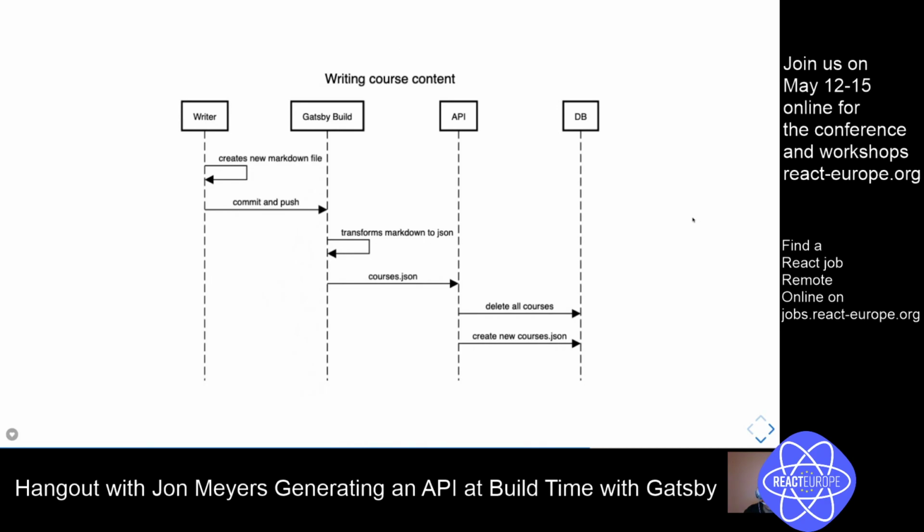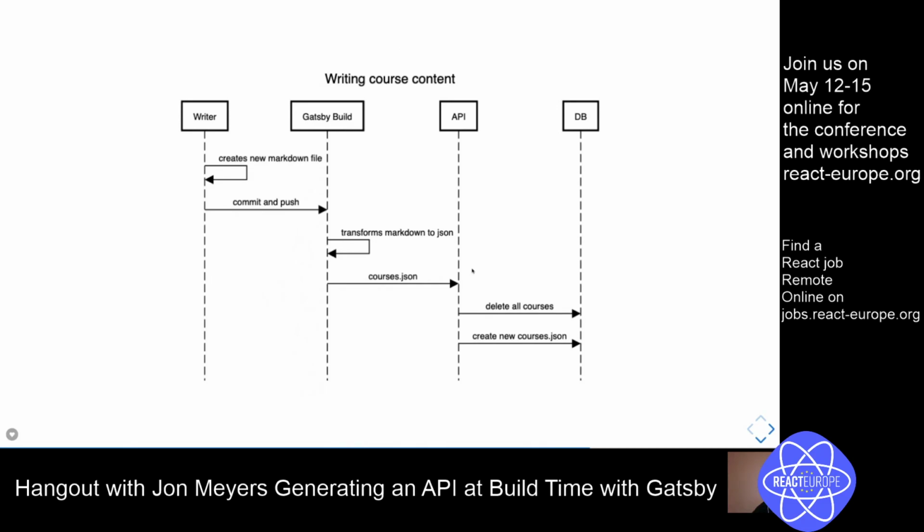So imagine we had a writer here on the left, and our writer is like a course content creator or something like that. So they want to author a new course or a new lesson within a course. So they're going to create a new Markdown file, and they're going to populate it with that course content. When they're happy with that and they're ready for it to go live, they're going to commit and push it up to GitHub, which is going to trigger a Gatsby build. So the build step is going to look over that whole directory of Markdown files. It's going to transform all of those Markdown files into a JSON structure, so into an array of course objects, I guess. And then it's going to send the courses.json across to the API.